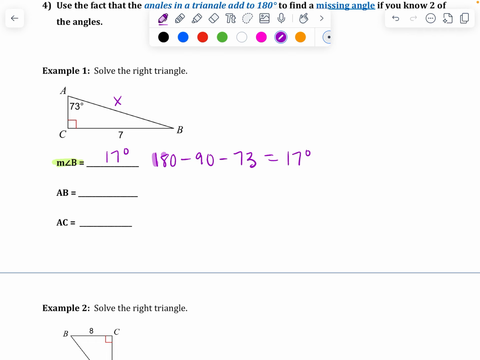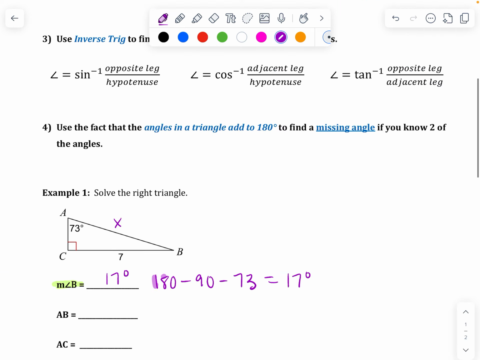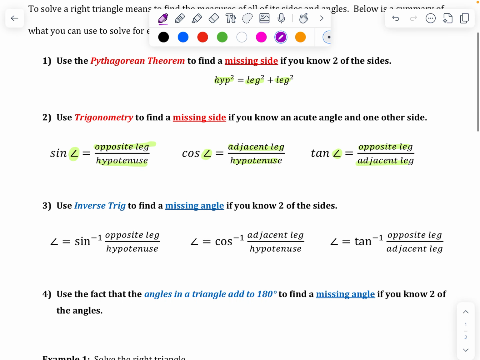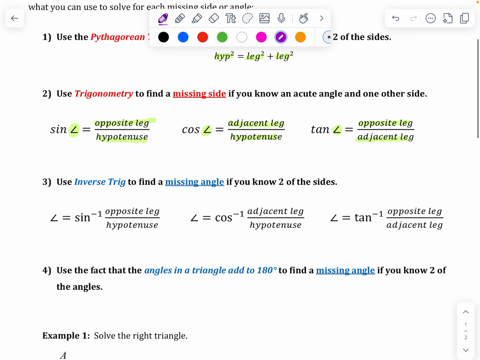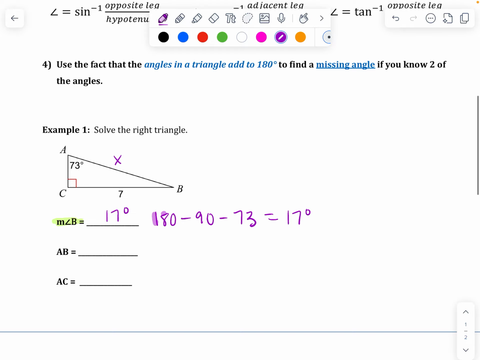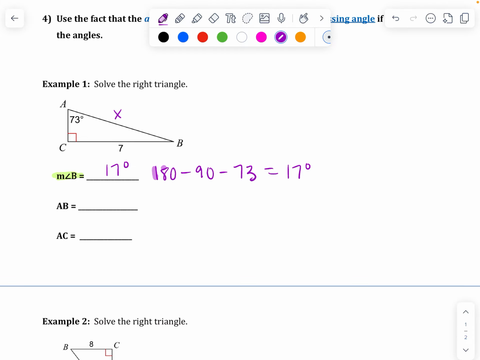That means I cannot use the Pythagorean theorem. But if we look at trig, look at what I've highlighted there. You need an angle and 2 sides. I have an angle and one side, which means I'm only missing one of those things. So if you're only missing one of the 3 things, that's the equation you should use. So I know I should be using trig equations.